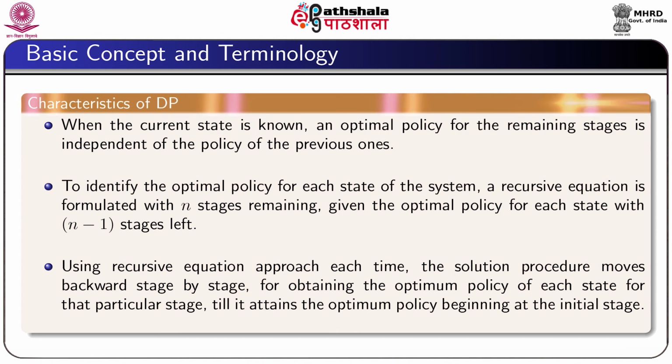To identify the optimal policy for each state of the system, a recursive equation is formulated with n stages remaining, given the optimal policy for each state with n-1 stages left. And finally, using recursive equation approach each time, the solution procedure moves backward stage by stage for obtaining the optimal policy at each state for that particular stage till it attains the optimal policy beginning at the initial stage.